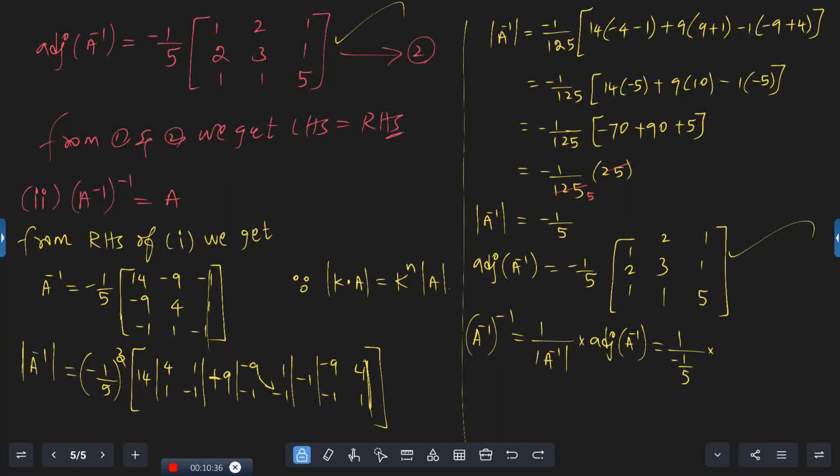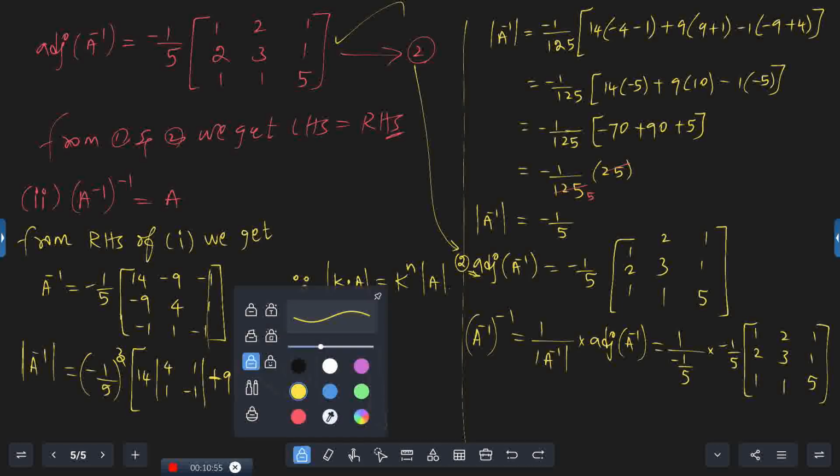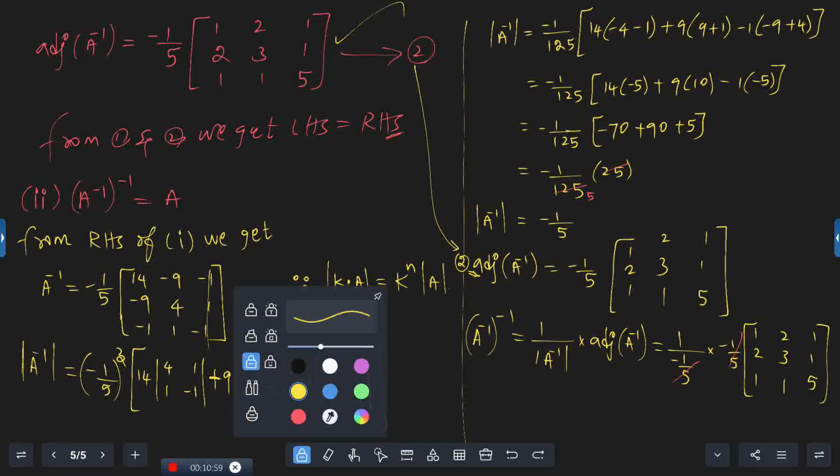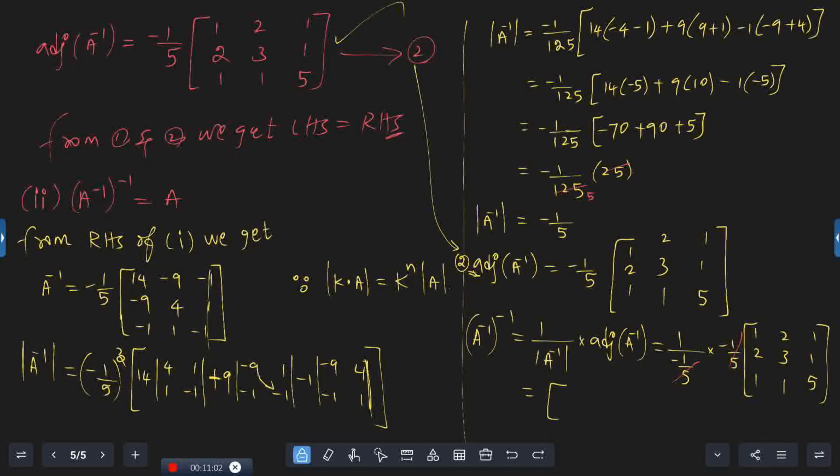Here we have adjoint of A inverse. Actually, where am I getting this adjoint of A inverse from? From 2. This is from 2, you can mention it if you want. So minus 1 divided by 5 into 1, 2, 1; 2, 3, 1; 1, 1, 5. Now you can cancel the numerator and denominator, 1 by 5 and 1 by 5. Then what is remaining? 1, 2, 1; 2, 3, 1; 1, 1, 5.